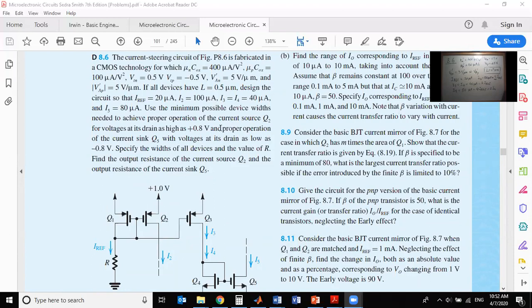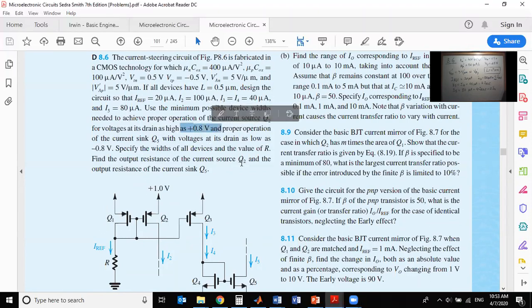So let's continue. Maybe we have something here before we start. So yeah, use the minimum possible device width. So we need to find the minimum width. So we're not gonna design for a large width, just the minimum one, okay? Because we need to fabricate this IC as small as possible. And needed to achieve proper operation of the current source Q2, for voltage at its drain as high as 0.8 volt.